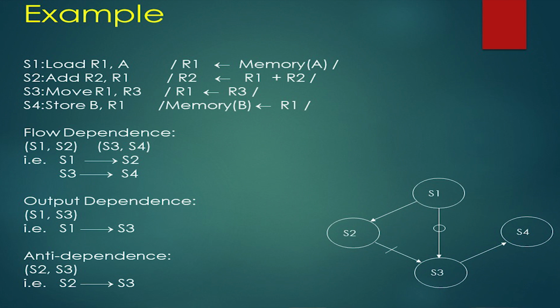Next, can you identify the anti-dependent statements? Look at the code. S2 and S3, these are anti-dependent. Why is it anti-dependent? For S2, register 1 is an input variable. For S3, register 1 is an output variable. So that's why these two are the anti-dependent statements.